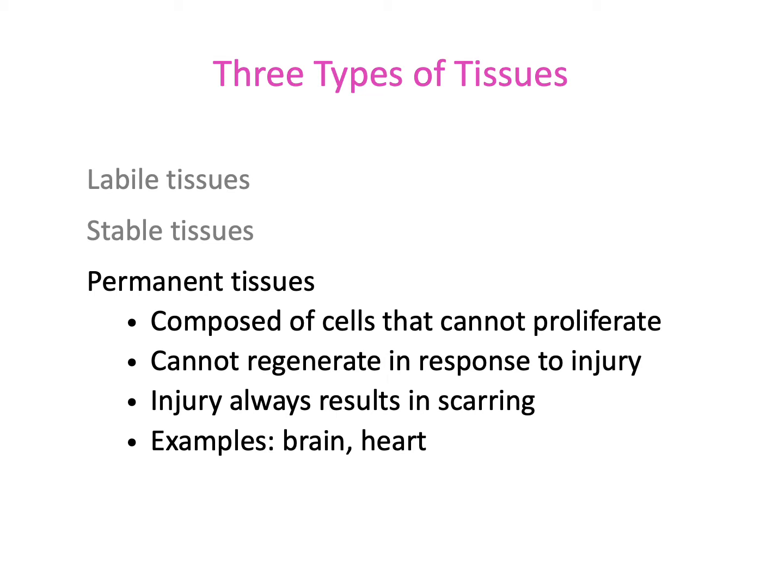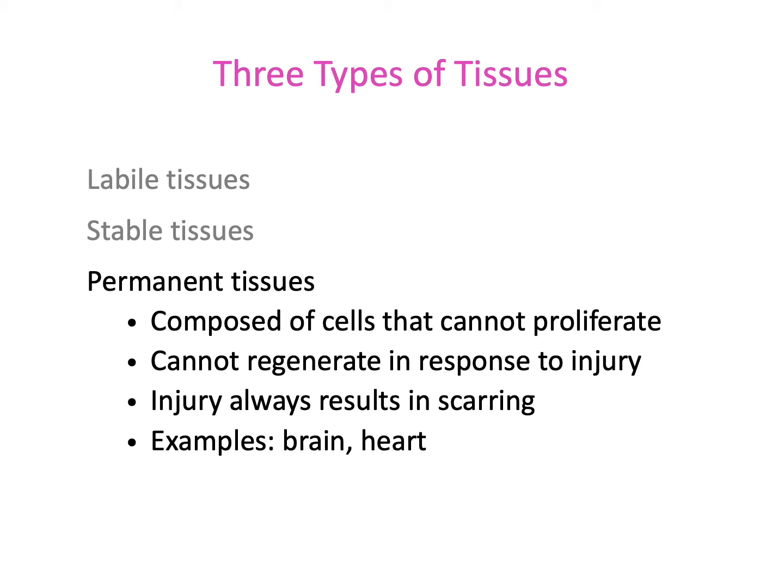So in the brain and in the heart, neurons in the brain and cardiac myocytes in the heart, the cells themselves can't undergo proliferation. They can't be brought back into the cell cycle. And then the stem cells that are there really don't have enough capability to proliferate or to provide new cells to really respond in any way after injury.